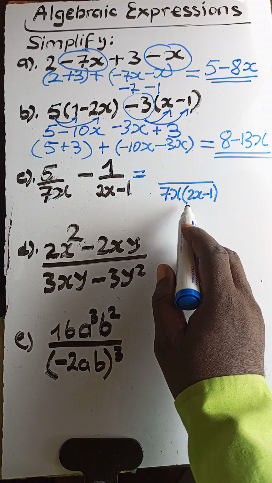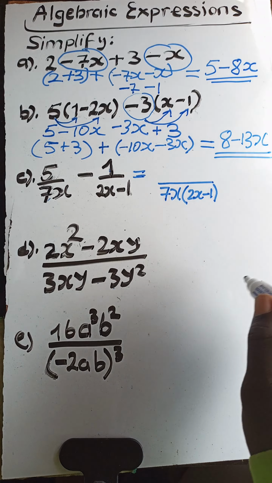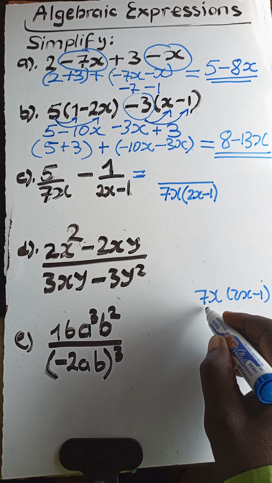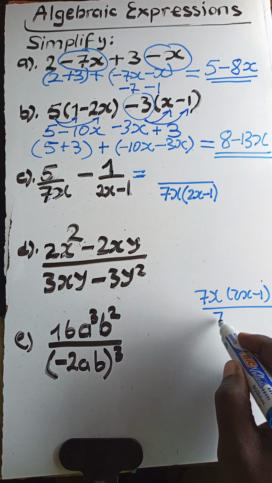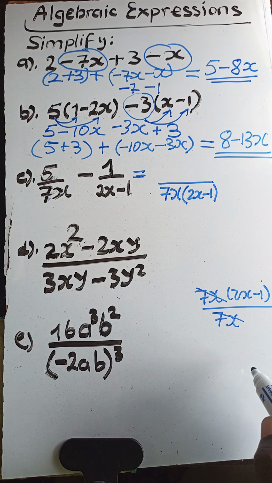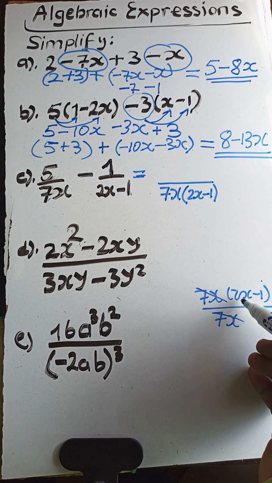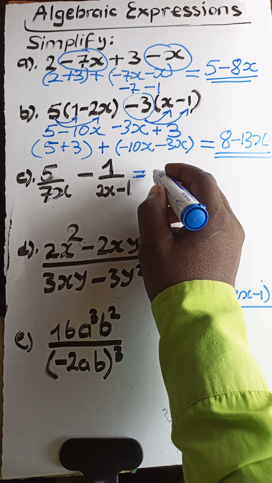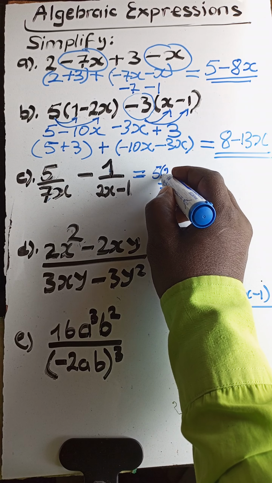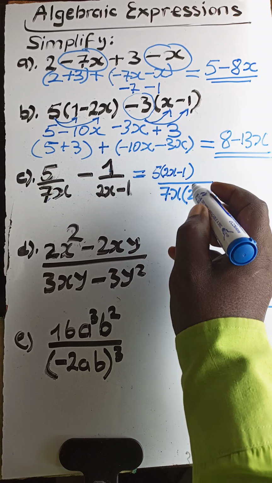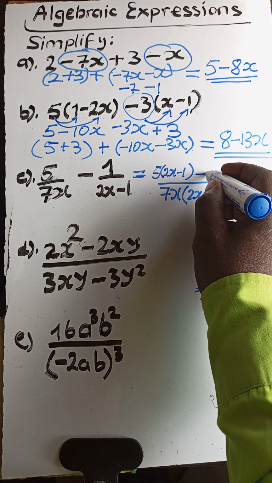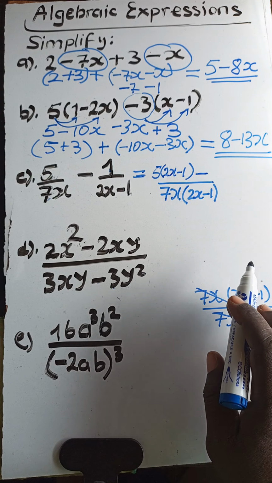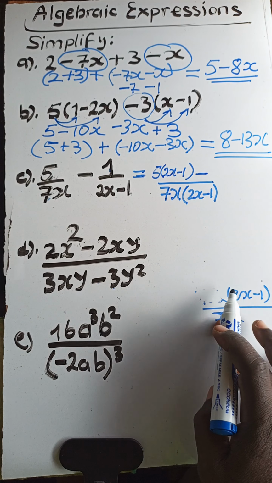And so to see it clearly, we might want to do the working elsewhere. We'll take the LCM, 7x into 2x minus 1 divided by 7x. So we can see how 7x cancels, and we're left with 2x minus 1. And so 5 times 2x minus 1, we have it up there, 5 into 2x minus 1. Minus, this minus, we'll bring it here. All right. Now we carry out the same process, dividing this time around by 2x minus 1.